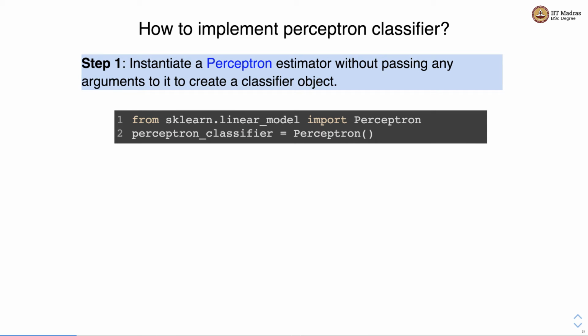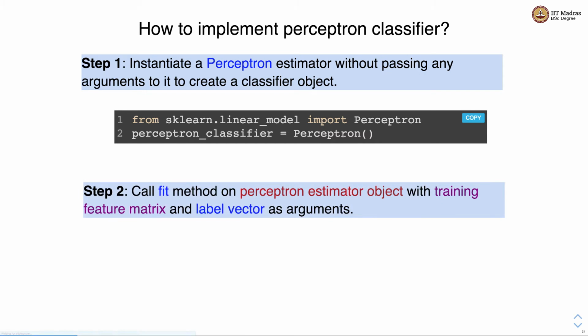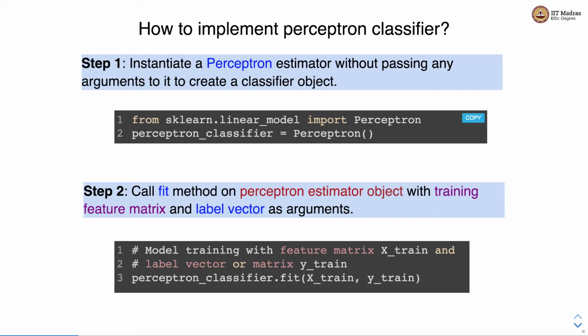So we can implement a Perceptron classifier by first importing Perceptron from the Sklearn.linear_model module, and then we instantiate a Perceptron classifier. Then we call the fit method on the Perceptron estimator object with the training feature matrix and labels as arguments. And this is very similar to what we did in Ridge Classifier.